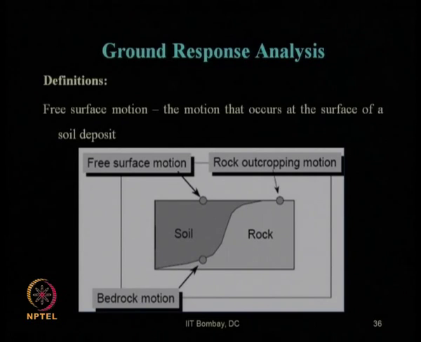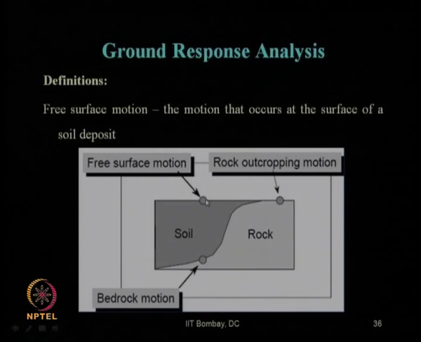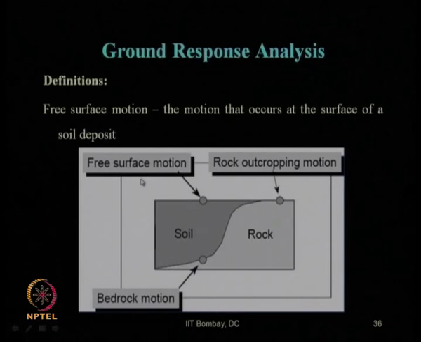Free surface motion. What is called free surface motion? It is the motion that occurs at the surface of a soil deposit. In the same picture, we have added this point where soil is opened up at the ground surface. When we talk about the seismic motion or earthquake motion at that point, that is known as free surface motion. So, these are the various points which we have defined: rock outcropping motion, bedrock motion and free surface motion. Now we should see through the ground response analysis how we get these values.